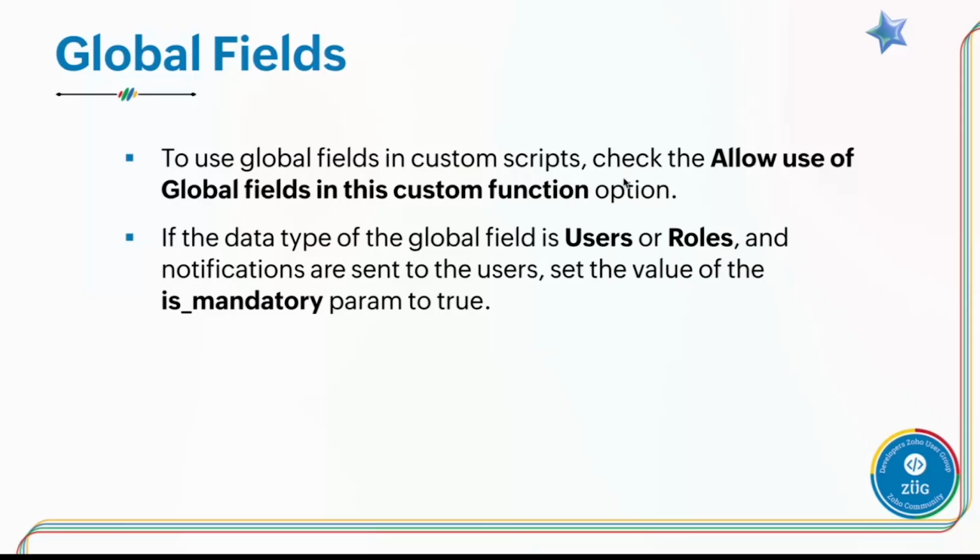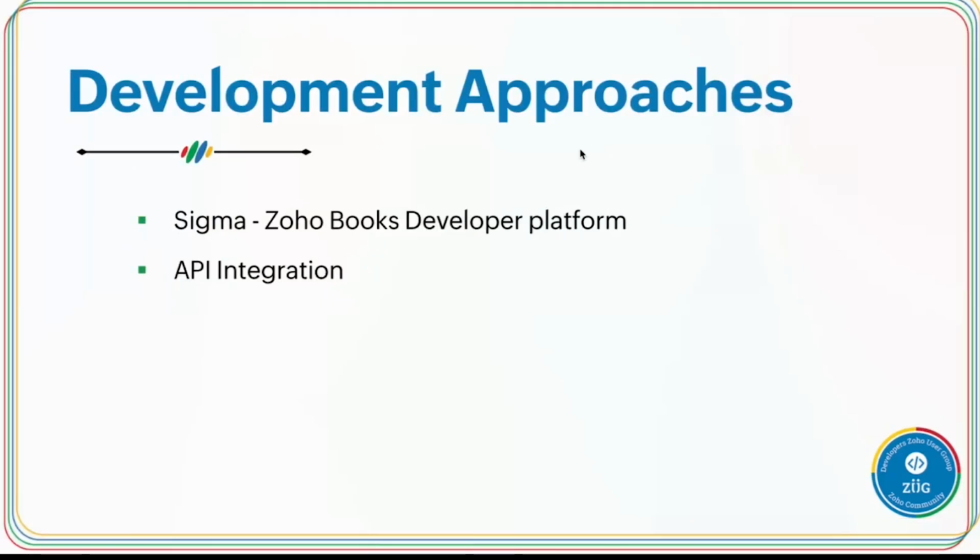So now let's get into the next topic, which is the different development approaches one can follow for building an extension for Zoho Books. So far in these 5 sessions of this series, we have covered the approach of building extensions using Sigma and the Zoho Books developer platform. Let me reiterate the steps. In order to create an extension in this approach, we need to create an extension in Sigma, which will take us to the Zoho Books developer platform.